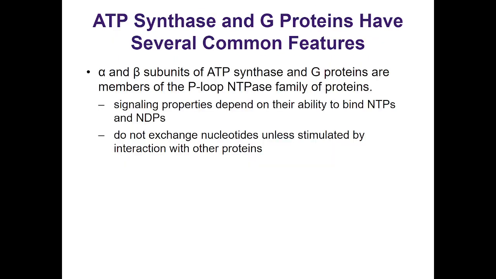The alpha and beta subunits of your ATP synthase and G proteins are going to be members of the P-loop NTPase family of proteins. The signaling properties are going to depend on their ability to bind NTPs and NDPs. They do not exchange nucleotides unless stimulated by the interactions of other proteins. And so they're actually related by this P-loop that we mentioned before.